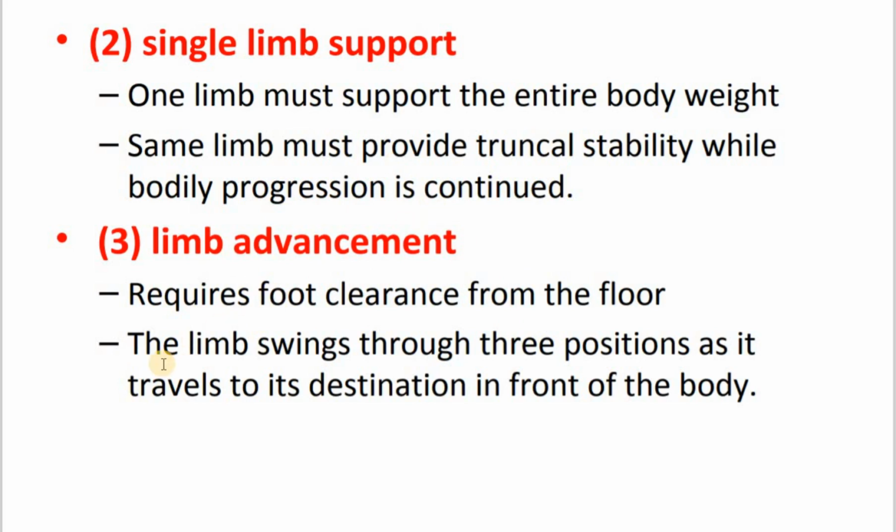Then the third task is limb advancement, which requires foot clearance from the floor. One leg is lifted up from the ground, then the limb swings forward in three portions: early swing, mid swing and late swing, then travels to its destination in front of the body. It travels through the three swing portions, then it strikes the ground at the forward part of the body.